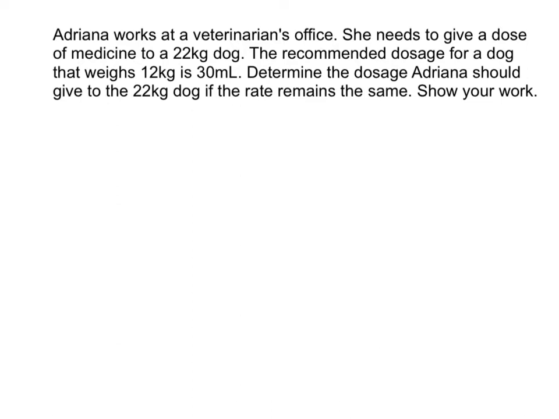So what we need to do first is figure out what are the two quantities that are being compared. Well, let's think about it. In this example, the comparison that we're making is between kilograms and milliliters. We're looking at the weight of a dog and how many milliliters of medicine the dog needs, depending on its weight. So let's write that down. We're comparing kilograms to milliliters.